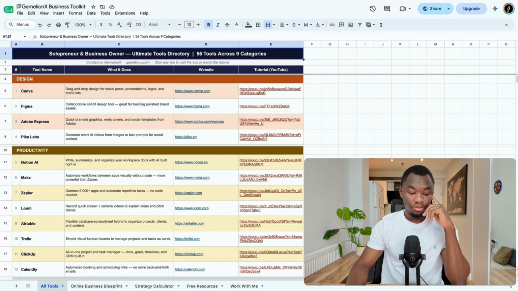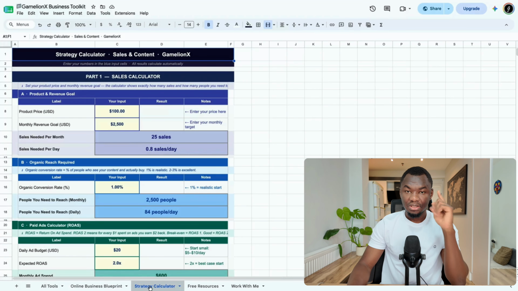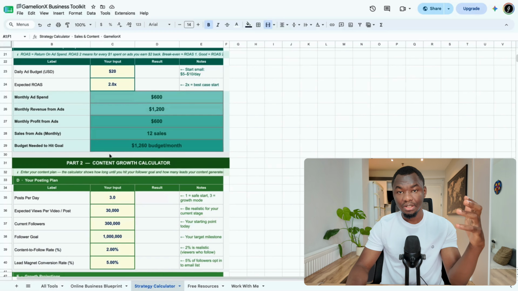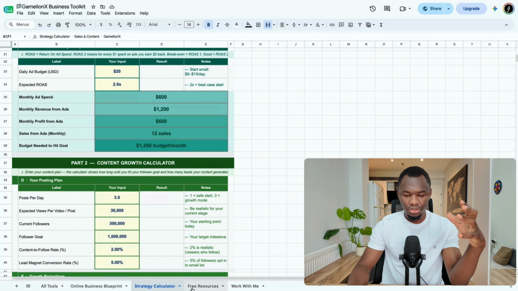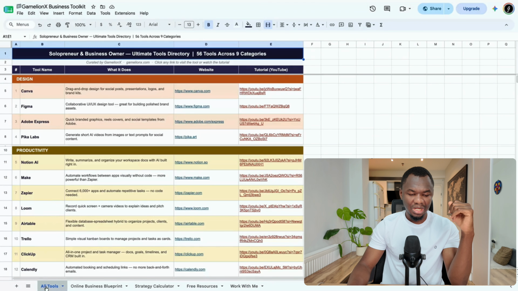An online business blueprint that contains all the tools, the online business blueprint, and the strategy calculator, which is the most important part that I'm going to go into details with you in terms of calculating and having a full idea of your online business, starting from the product, the monthly income that you want to make, the number of sales you need to make on a daily basis, on a monthly basis, if you're to run ads, if you're to use organic content creation, everything you need to know, free resources, and finally, work with me if we have a project that we'd like to work on together.